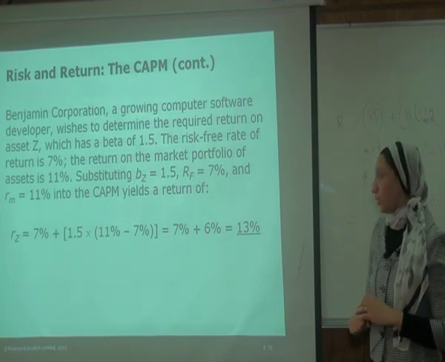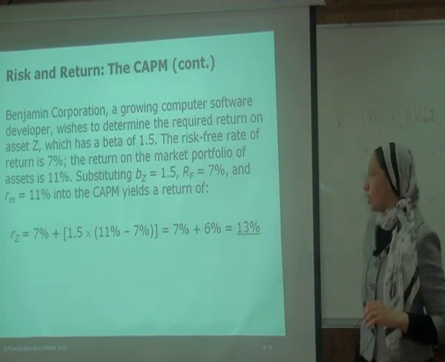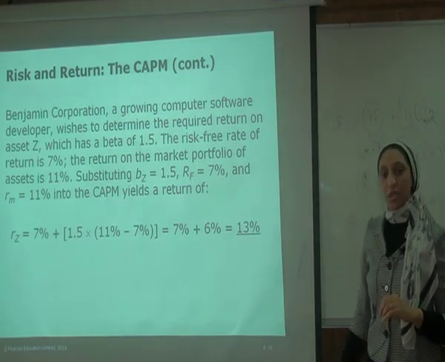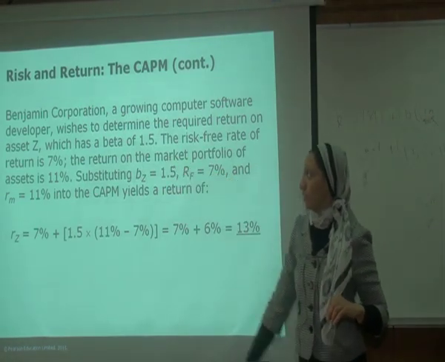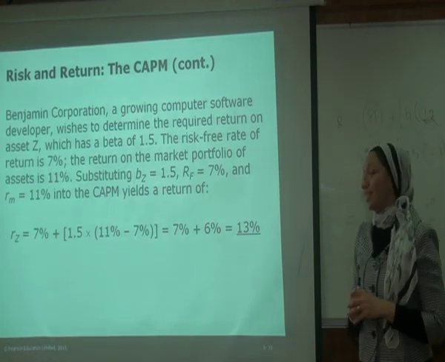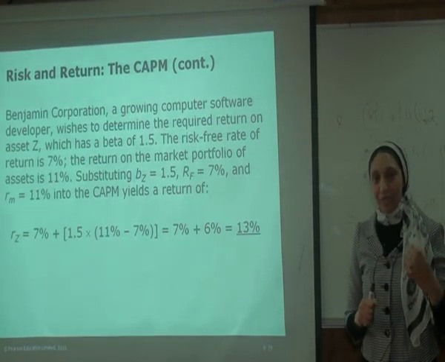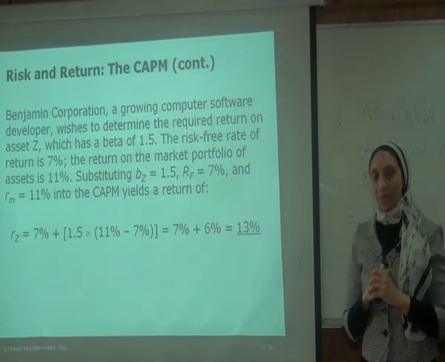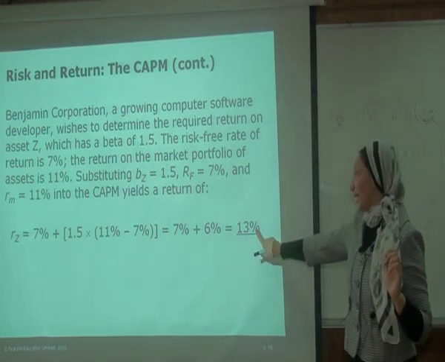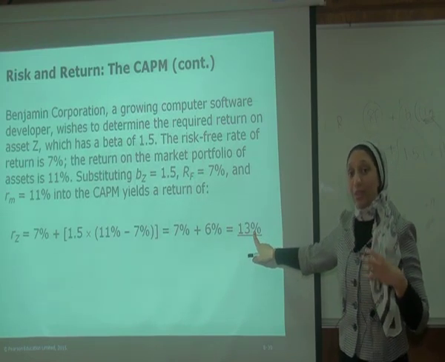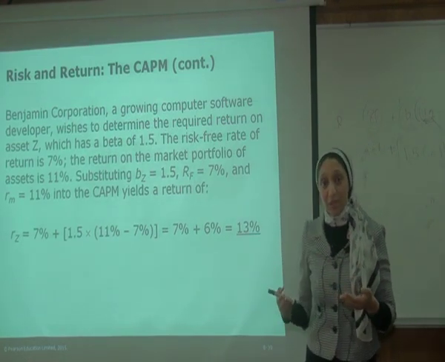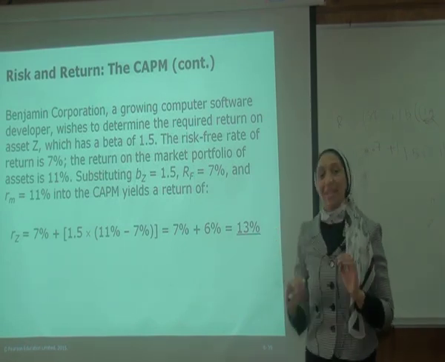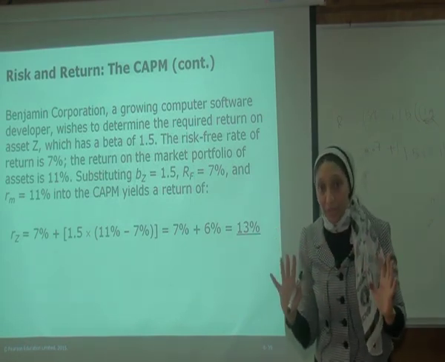Okay, if I give you an example, and I told you that currently the return of stock Z is 10%. Are you going to invest in this stock if the current return is 10%, and the required rate of return is 13%? Of course not. Why? Because 13% is the minimum return to be achieved.